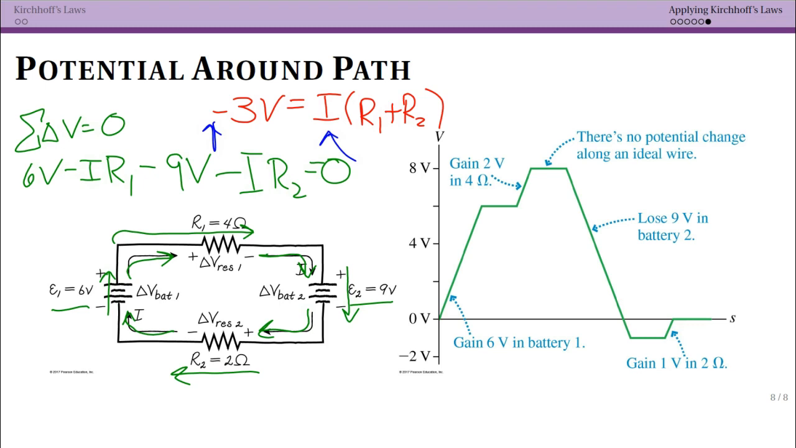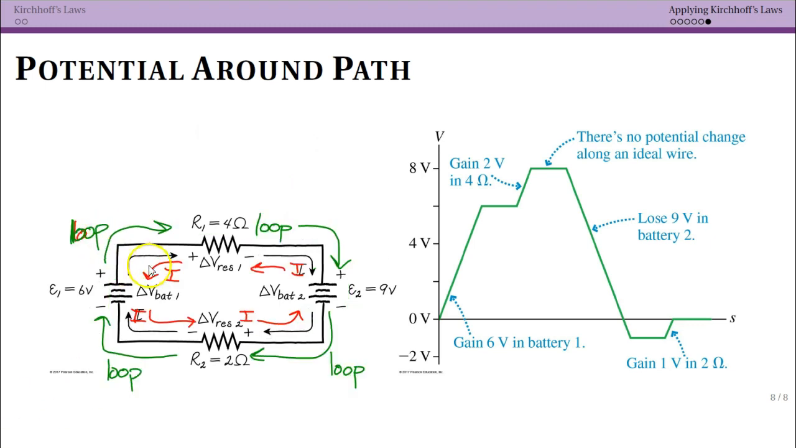This means that I've chosen the wrong direction for current. Actually, current must be going the other way, right? So effectively, I'm getting that I equals negative 3 volts over R1 plus R2. So this is a case where we've picked the wrong direction, you get a negative current, that's fine. Now let's actually do our analysis with the correct direction and work with this plot. We're going to go in the same loop direction, but the opposite direction with current.